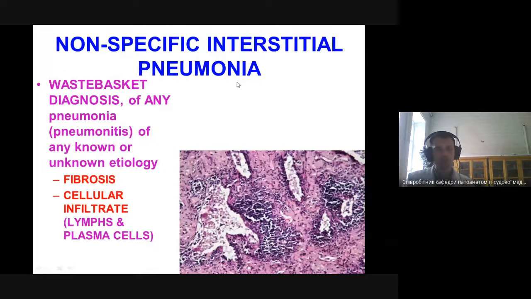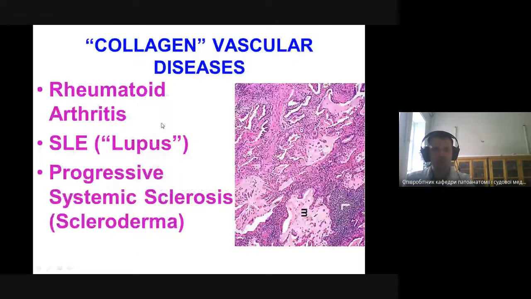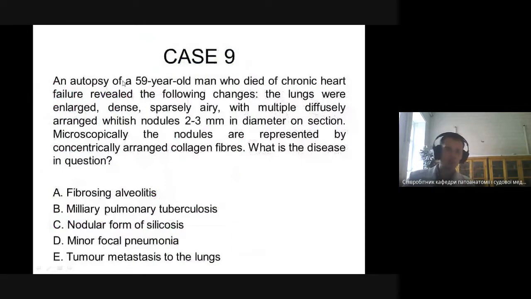Non-specific interstitial pneumonia, so let's skip them. I don't have enough time. Collagen vascular disease. An autopsy of a 59-year-old man who died of chronic heart failure. Again, we see that the heart suffers a lot when patients have chronic lung conditions.